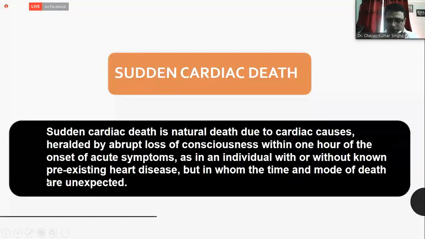Cardiac Hospital, New Delhi. Can you see my slide? Yes, ma'am, we can see your slide. Okay, I'm starting. Please. Okay, thank you very much.